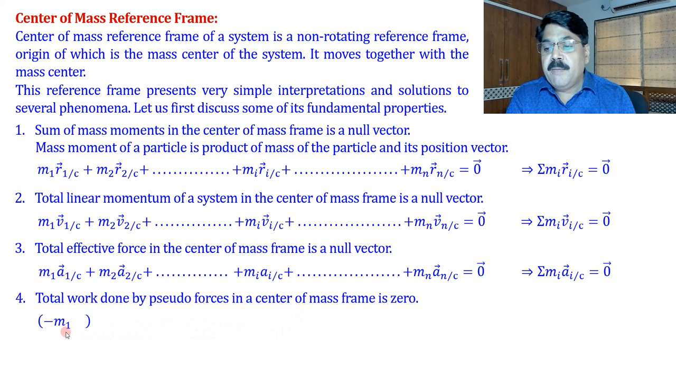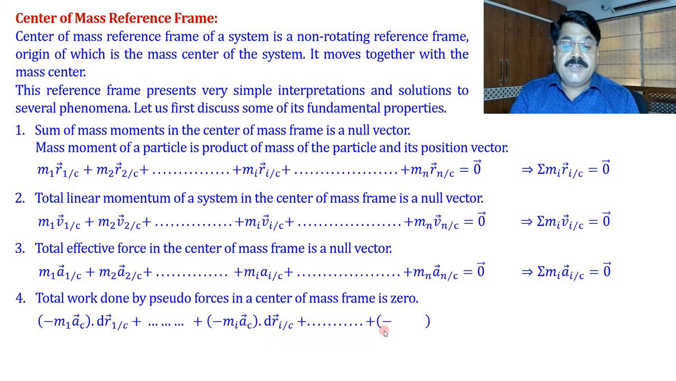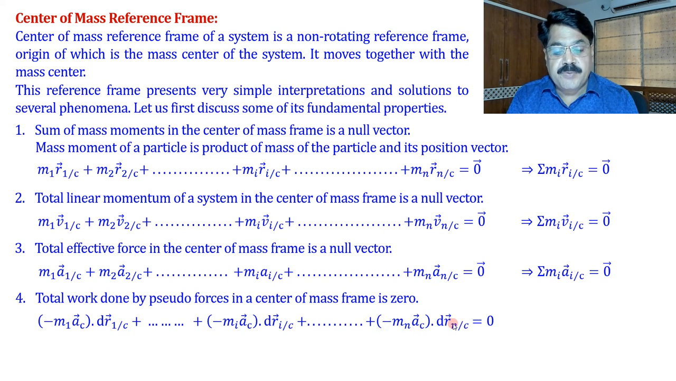So let us see: minus m1 AC vector, that is the pseudo force, into dr1 with respect to C, that is the infinitesimal displacement. For the ith particle, minus Mi AC into dRi with respect to C, infinitesimal displacement. Similarly, we can write for the nth particle: minus Mn AC dot dRn with respect to C. How will it be a null vector? From all these terms, minus AC we can take common. So if you take minus AC, what is remaining in the bracket? You can see the sum and d of this.